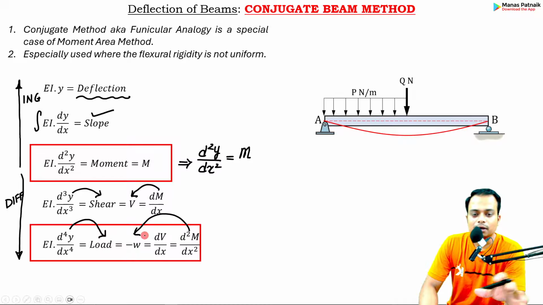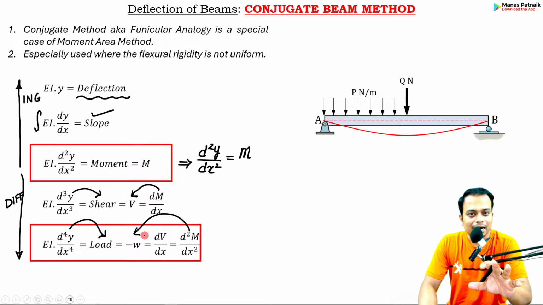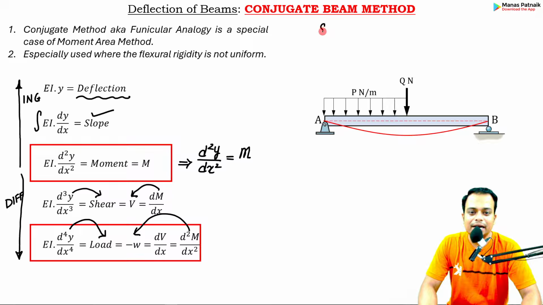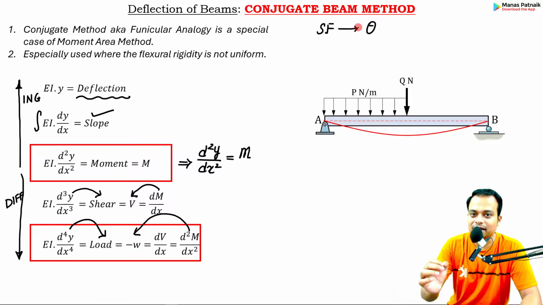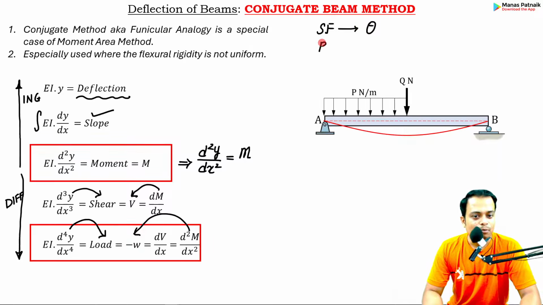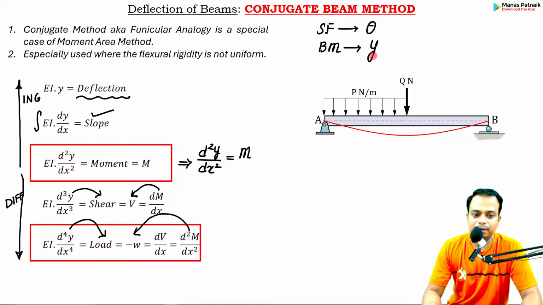So far, so good. But we still are not getting the point as to how you are relating shear force with the slope. Slope is an angle. What is that angle? Can it be seen? Yes, it can be seen. And you are relating the bending moment to deflection. Deflection, let's say y, is a vertical displacement, isn't it?